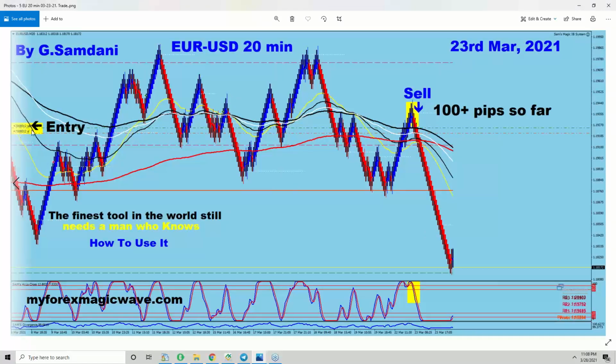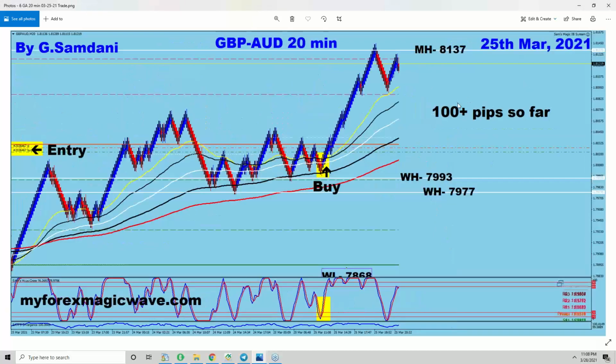So on the 23rd, this is what it is. Sell order, that's 100 pip. I had few trades, but nice and big, so no complaint. And then this is the last one. Right, so I had only 6 trades this week.